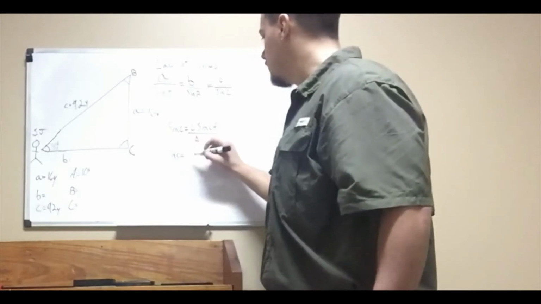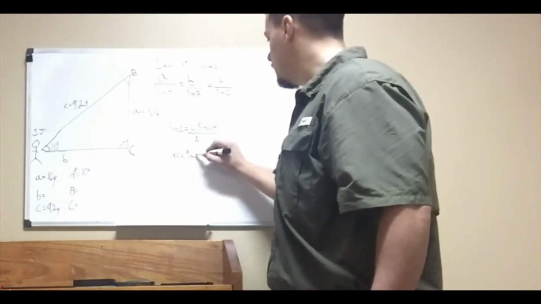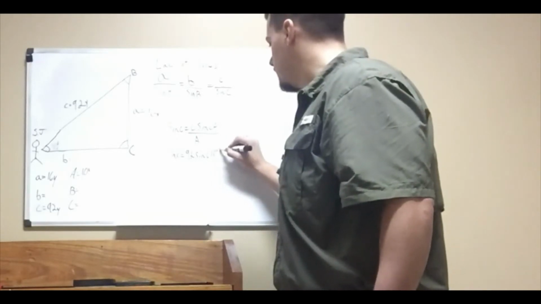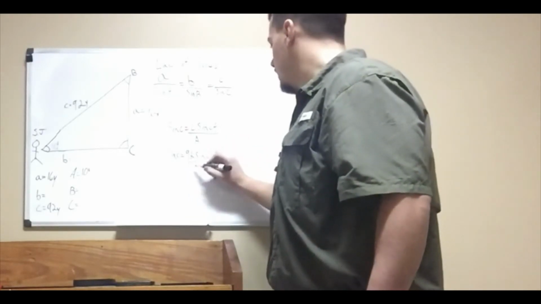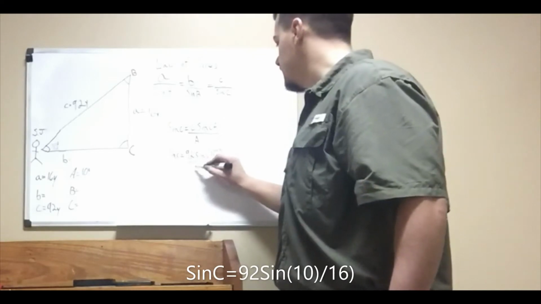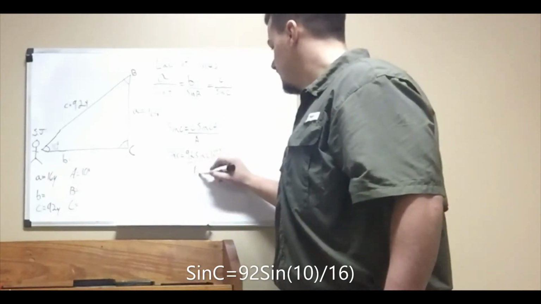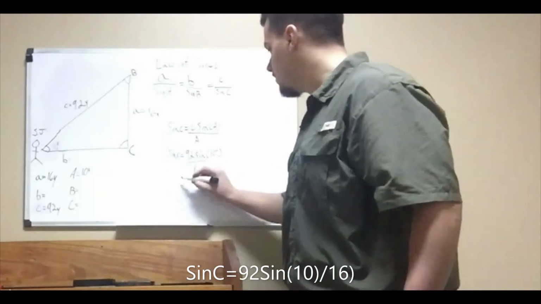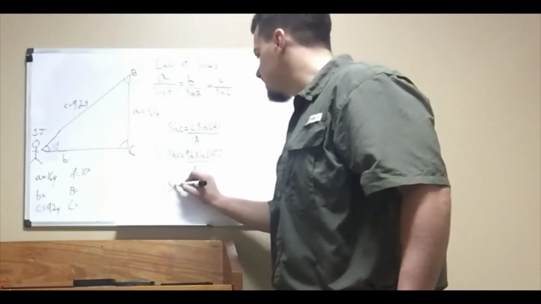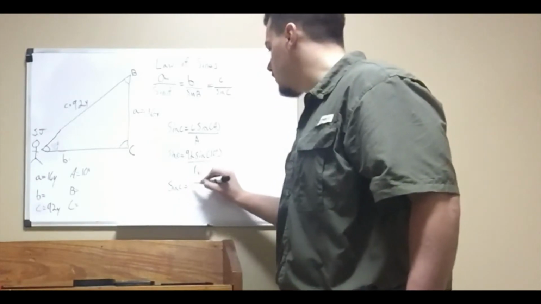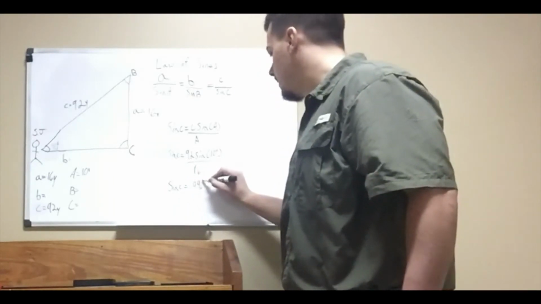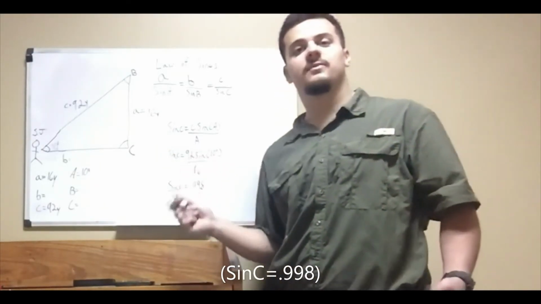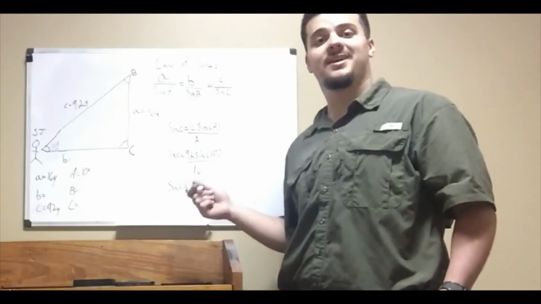Sine C equals 92 times sine 10 degrees over A, which is 16. When we put that into our calculators, we come out with sine C equals 0.998. Whenever we get here, we have to use the inverse of sine to find what 0.998 is.